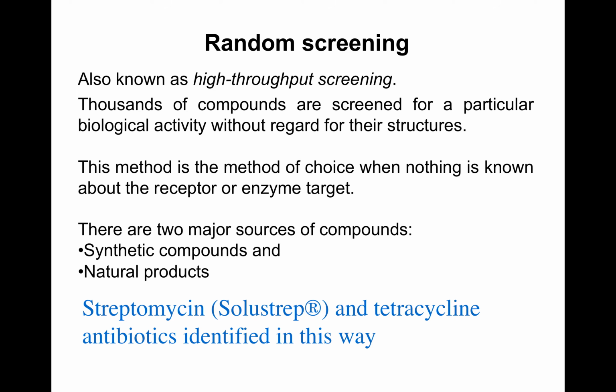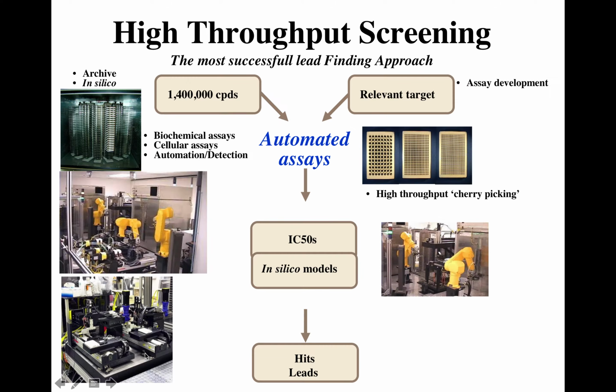One example of two drugs that we all know, the antibiotics streptomycin and tetracycline, was actually identified through random screening approaches. These two antibiotics were part of a library of thousands and thousands of compounds. They screened them using a random screening assay, or a high-throughput assay, and from those thousands of compounds, they identified streptomycin and tetracycline as actives for antibiotic effect.